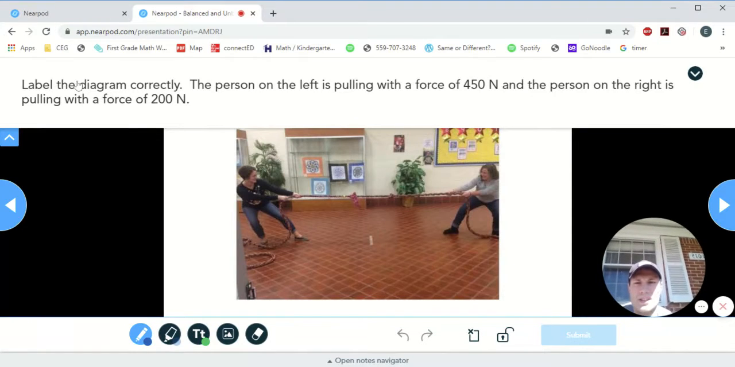Alright, so let's label this diagram. The person on the left, this person right here, is pulling with a force of 450 newtons, and the person on the right is pulling with a force of 200 newtons. So, first thing I think of is, well, the forces are different, so the arrows can't be the same length. So the person on the left is going to have a longer arrow, so I'll draw her arrow now.